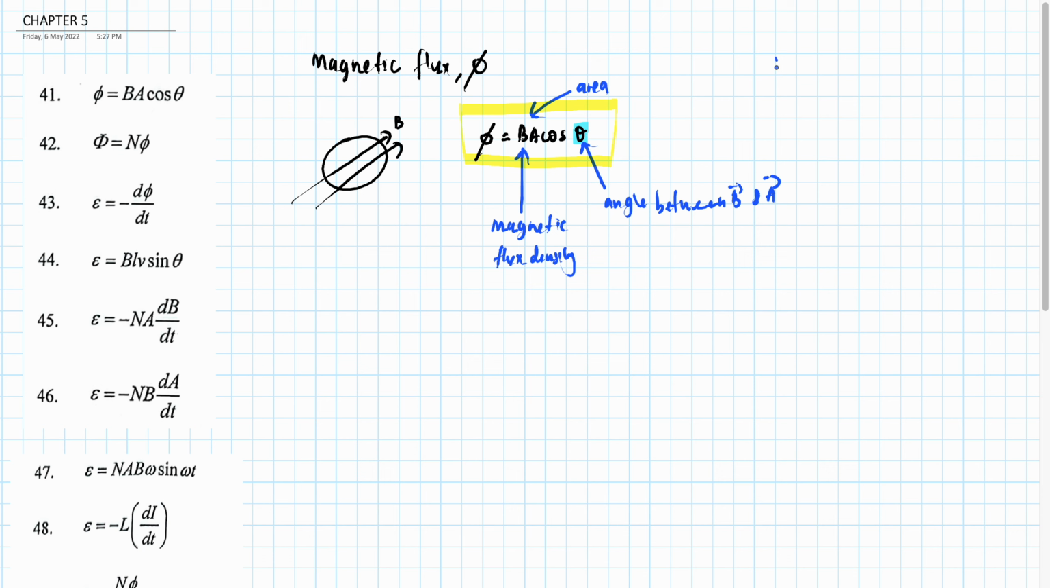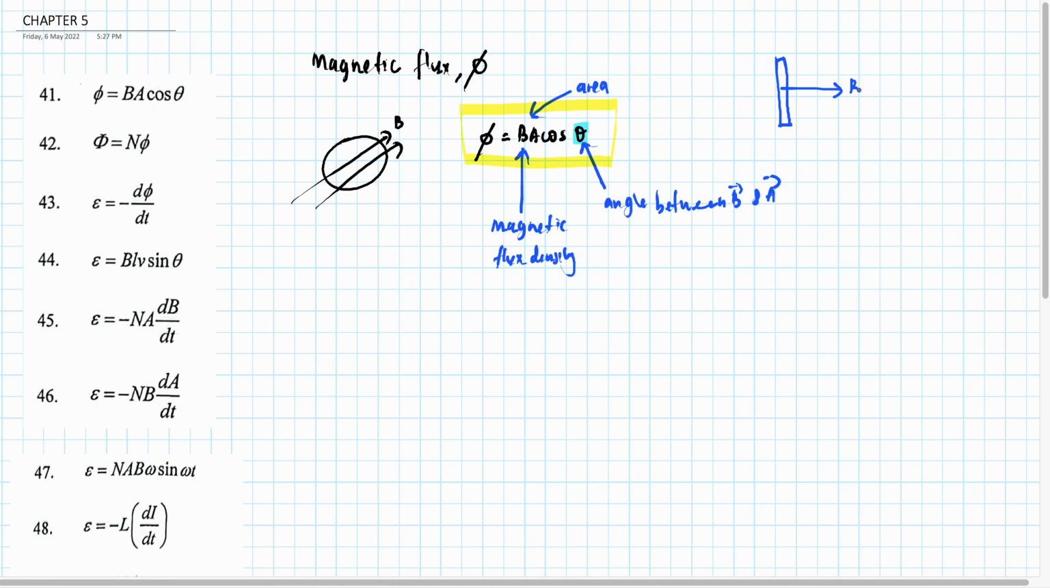For example, this is your plane, and your magnetic field is to the right. The area follows the area of the coil, whether it is a square or a rectangle. But vector A is a vector which is always 90 degrees to your plane. So this is vector A. In this case, vector A and vector B are 0 degrees to each other, so theta equals 0 degrees.